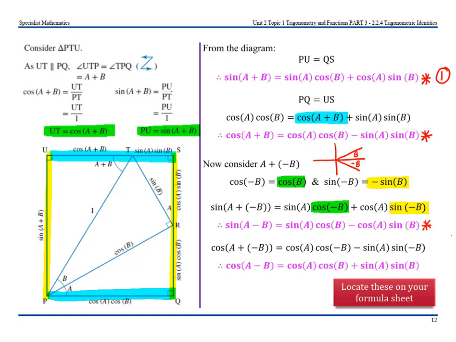Finally, let's do the same thing with our second one, cos of A plus B. Let's replace the B with a minus B. So we've got cos A cos of negative B minus sine A sine of negative B. And again, we're going to replace our cos of negative B with cos B and our sine of negative B with negative sine of B. And then this becomes minus minus, which is a plus. And there's your other identity. So make sure you can locate those on your formula sheet.